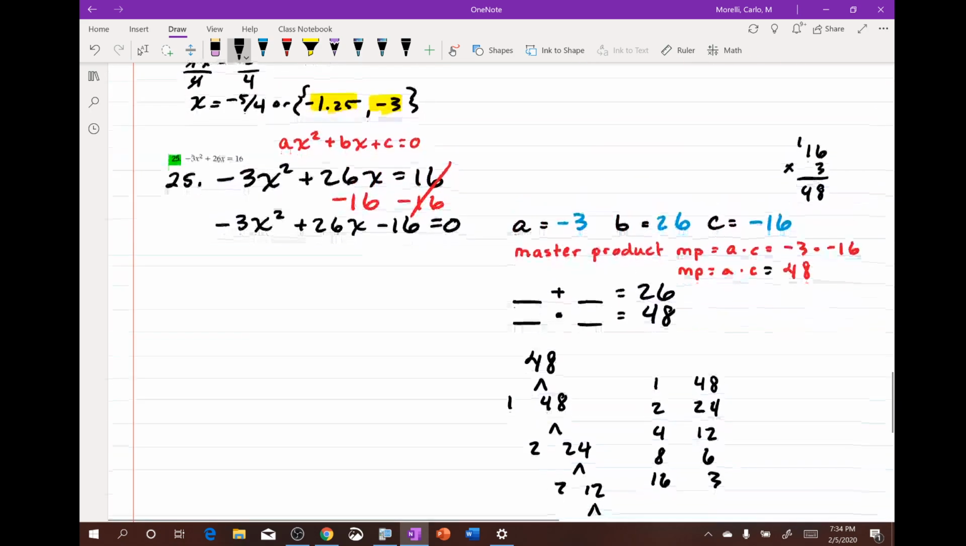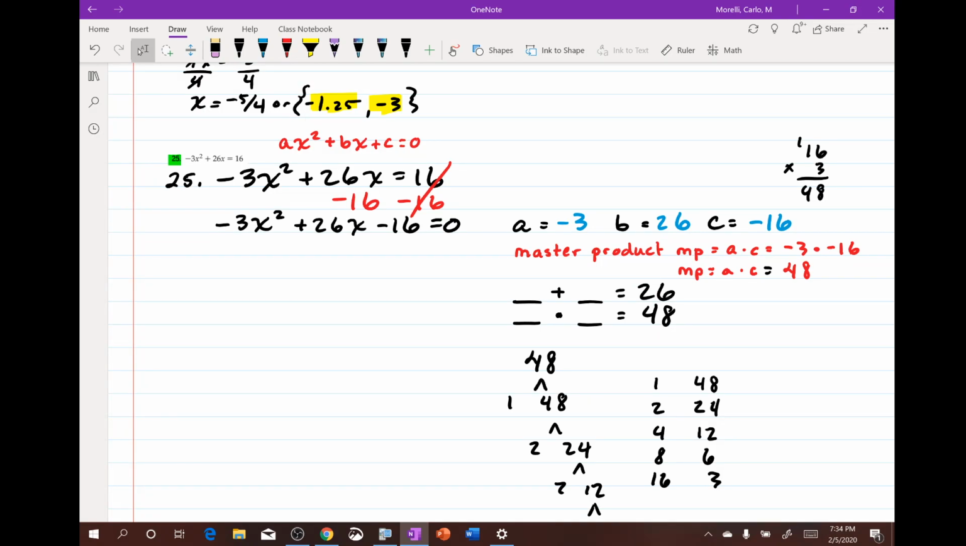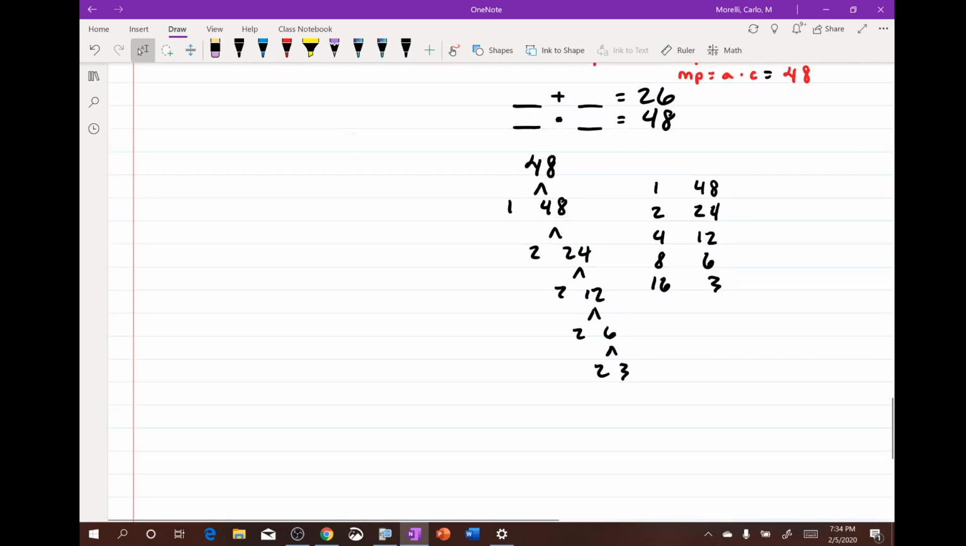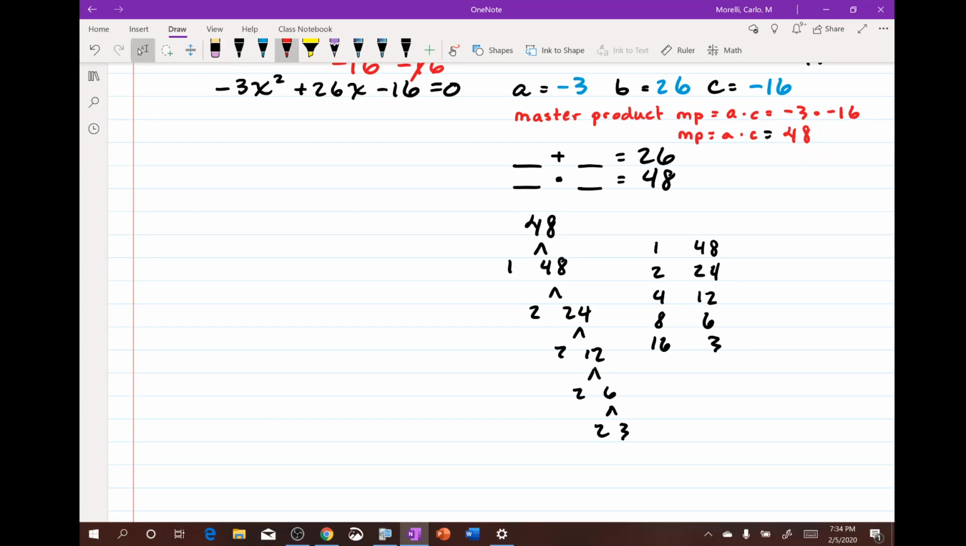Now, because the master product is positive, we know that both of them will have the same sign. And because B is positive, we know that both of them will be positive. So all we have to do now is add these together and see which one of them equals 26. 1 plus 48 equals 49. That's not going to work. 2 plus 24 equals 26. I can stop. So my two factors are 2 and 24. 2 plus 24 equals 26, 2 times 24 equals 48.